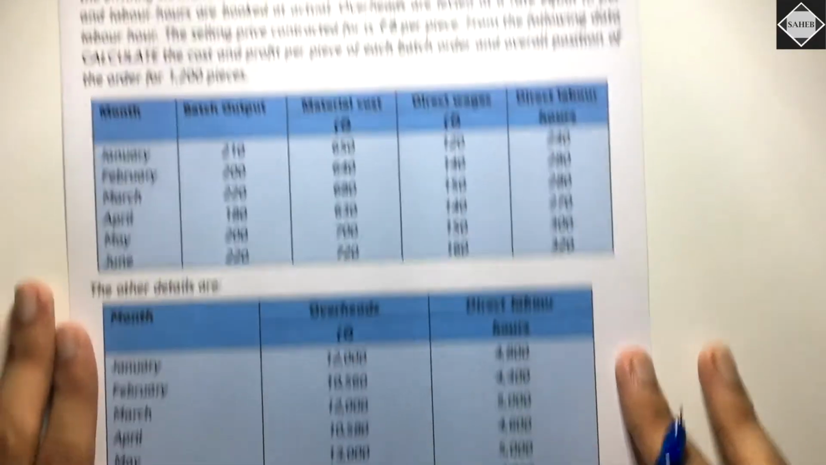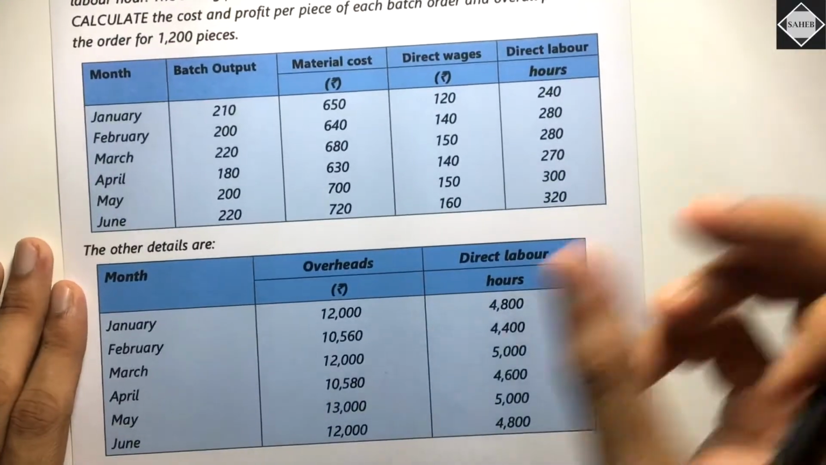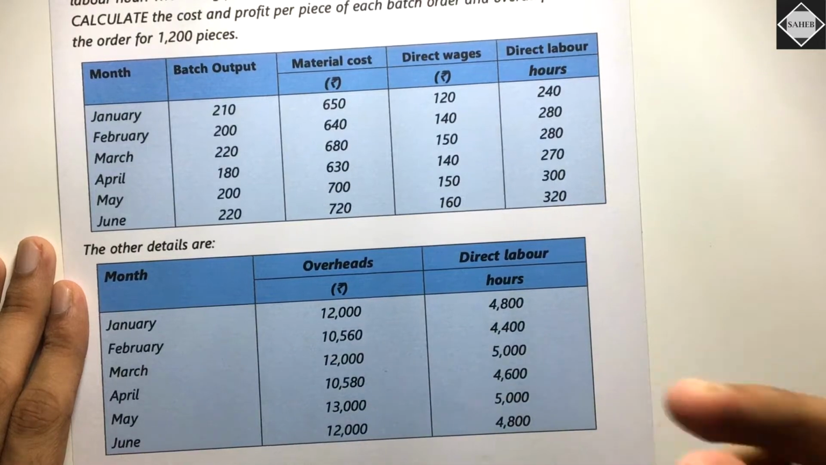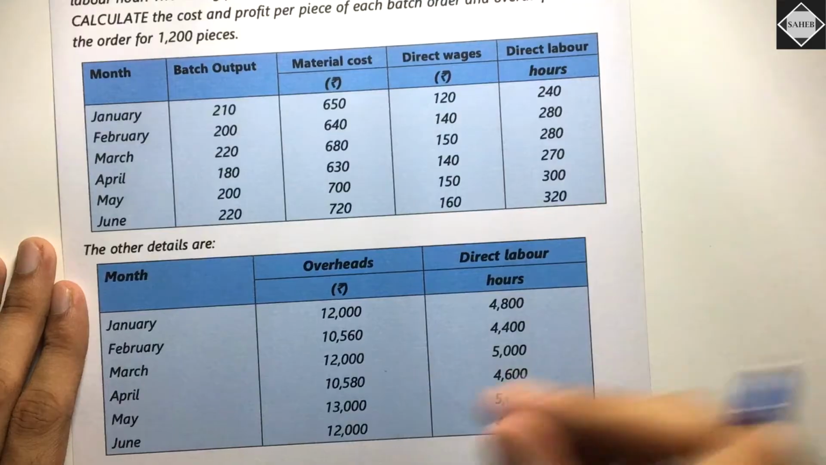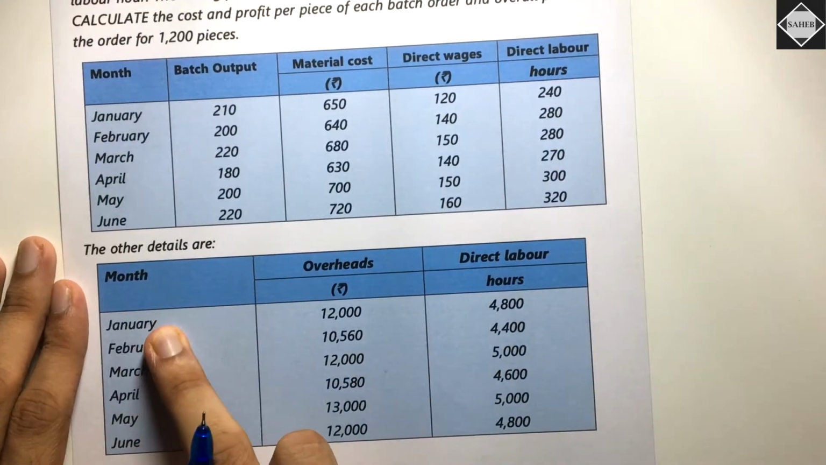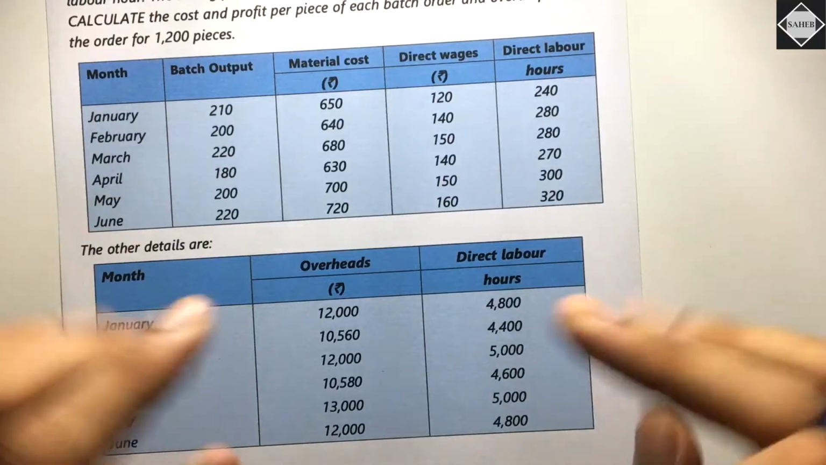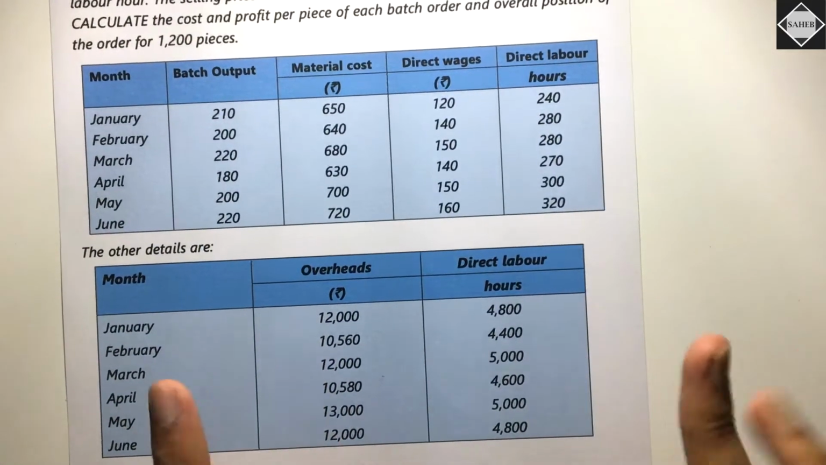How do we calculate the overhead absorption rate per labor hour? It's really simple. We'll take the overheads of a particular period and divide by the level of activity of that particular period. Here it's labor hours, so divide by labor hours of January. And remember, whenever we calculate absorption rate, we always take the entire data. We take the company's data, and this is the company's data, isn't it?